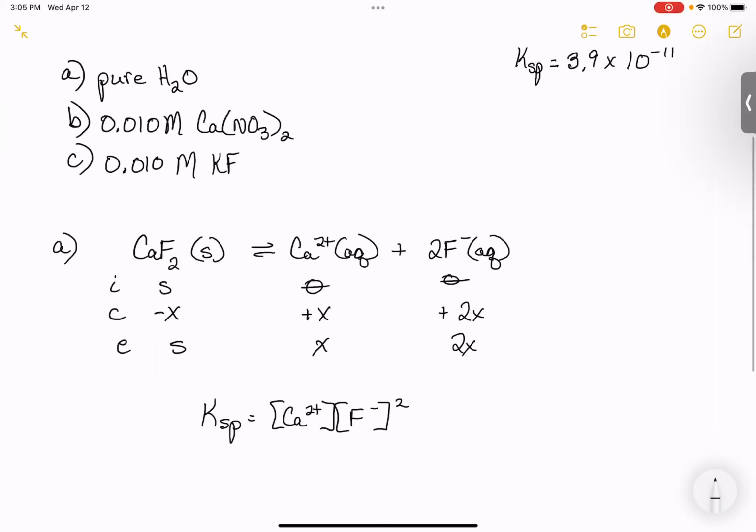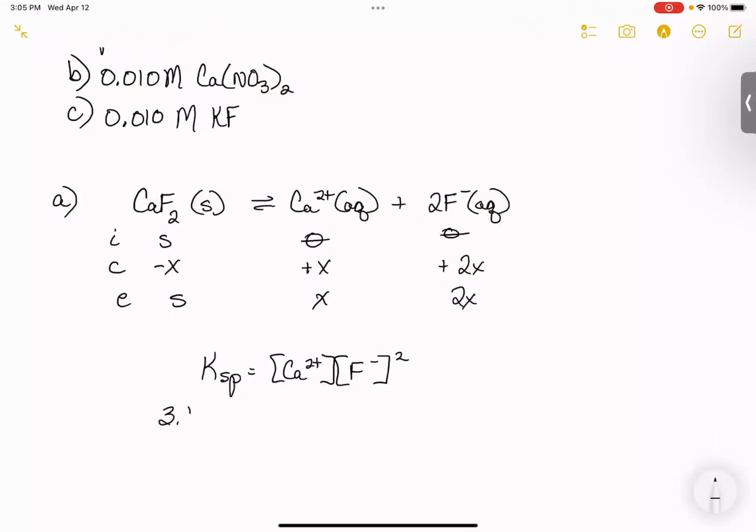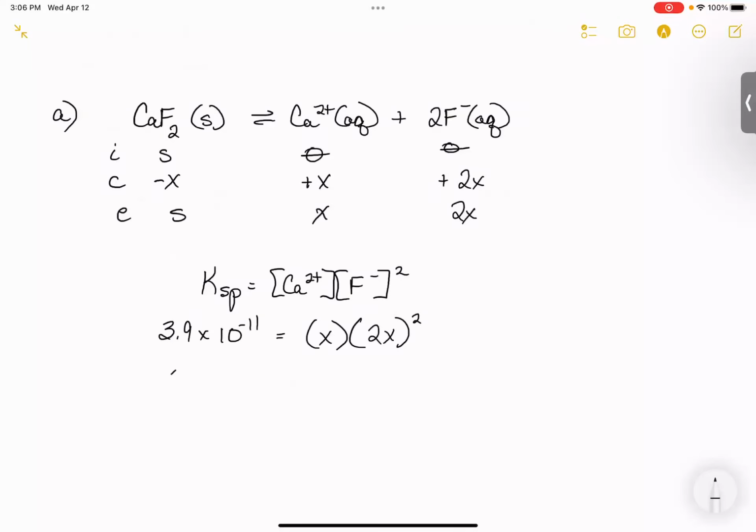So our 3.9 times 10 to the minus 11 is equal to X from the calcium and 2X from the fluoride, and the 2X is squared. So 3.9 times 10 to the minus 11 is equal to X times 4X squared, because you do have to square both the variable and the value. So in other words, 3.9 times 10 to the minus 11 is equal to 4x cubed.